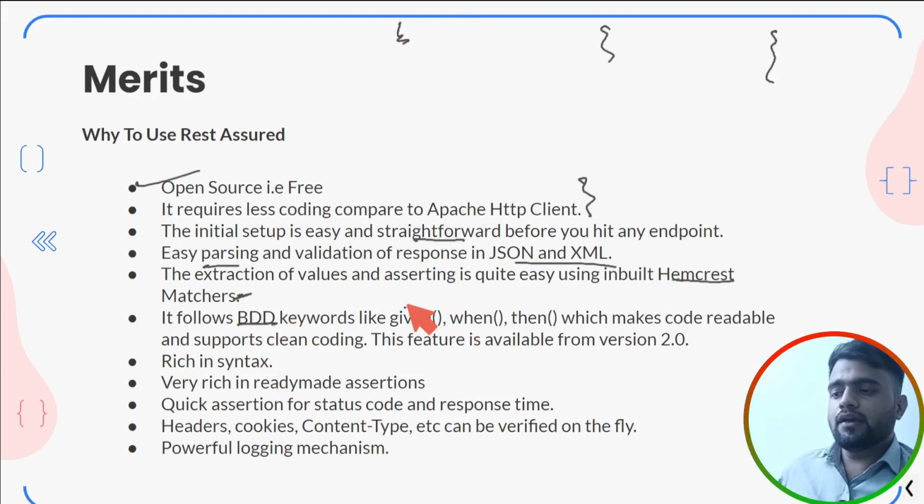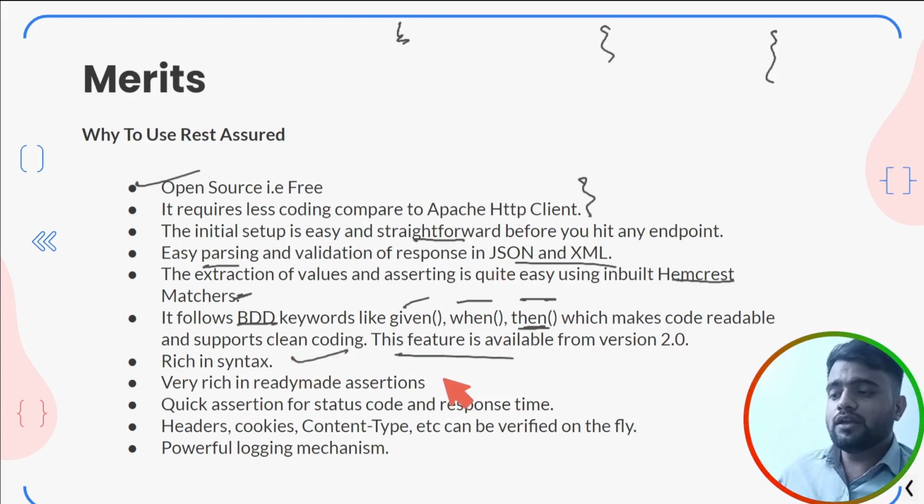So it follows BDD, like given, when, and then. Given, you will be given something, and when means when to implement those things, like which method you want to implement or which endpoint you want to call. Once you get the data, then you perform something, right? So it's very easy, and readable code is available, and support is there as well.